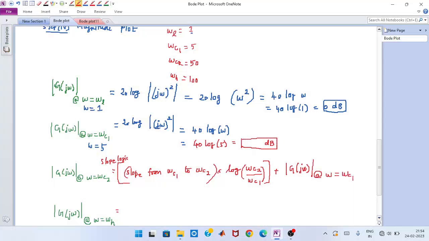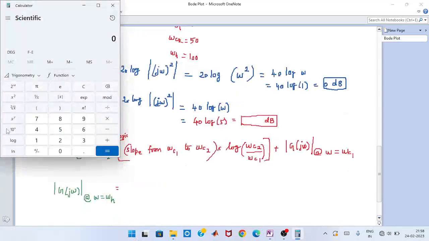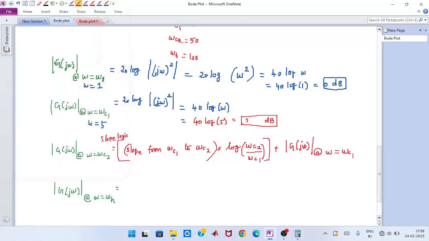So now let me find out the value of 40 log 5. 40 log 5 is 27.98. So this value, let me put it over here, 27.95. So let me put it as 28 dB. Now this is the answer.